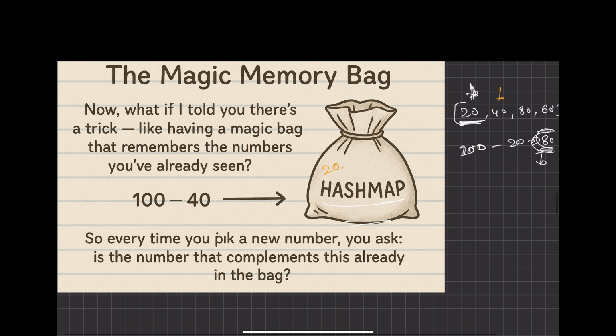Now you go to 40. Now what do you need? You have 100 rupees, and you pick the item for 40 rupees. What is the remaining money you have? 60 rupees. So you need to see, is there any item in your magic bag that has the value 60? No. Then you put this 40.